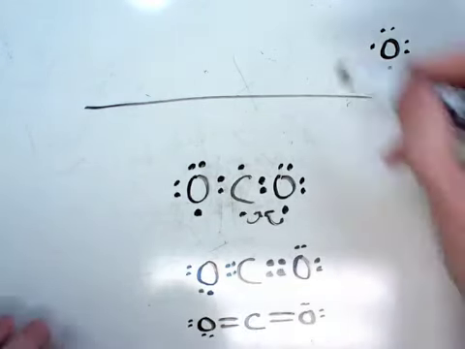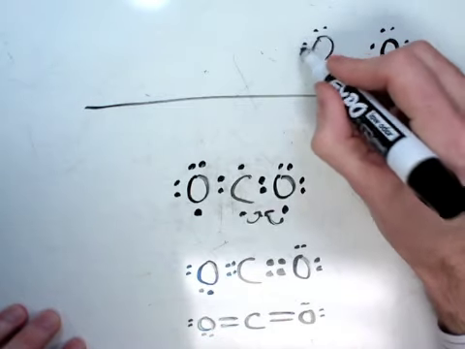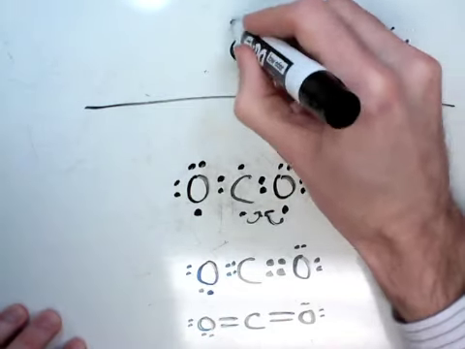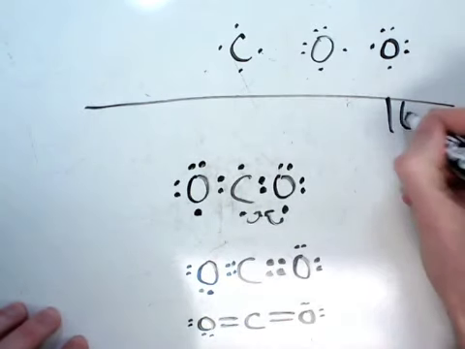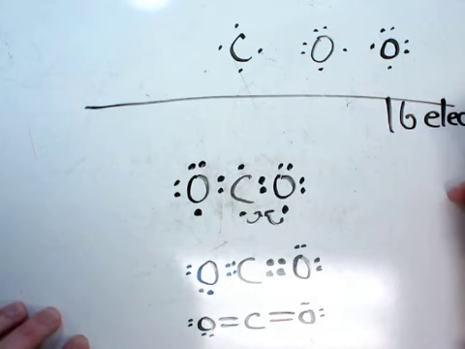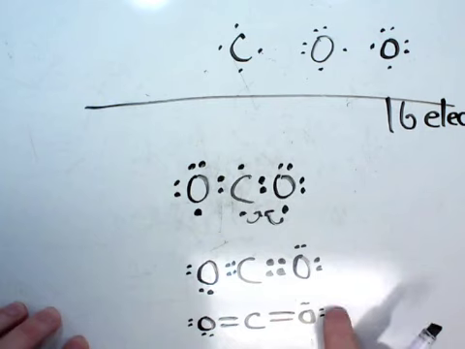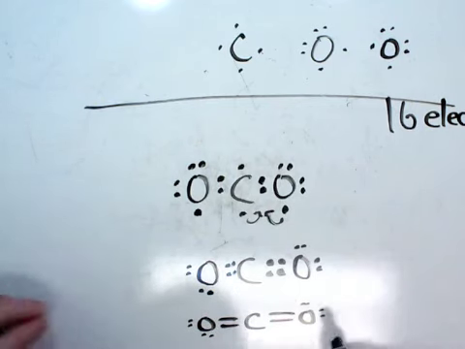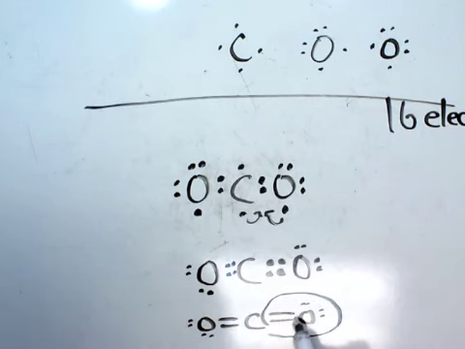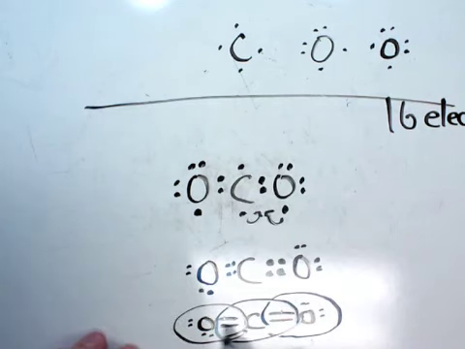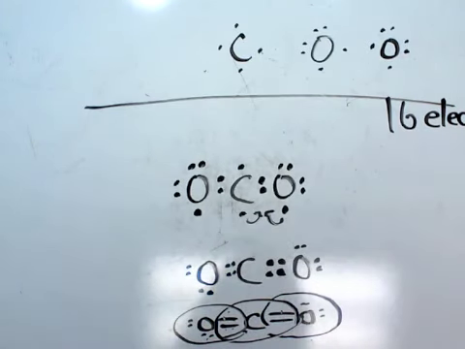Let's take a look at our pieces again, and make sure that we haven't forgotten any electrons. That's 4 plus 6 plus 6, a total of 16 electrons. So 2, 4, 6, 8, 10, 12, 14, 16 electrons. Let's take a look at each atom. Oxygen has 2, 4, 6, 8. Carbon has 2, 4, 6, 8. And that oxygen right there has 2, 4, 6, 8. So that's another way that you can think about drawing the molecules.